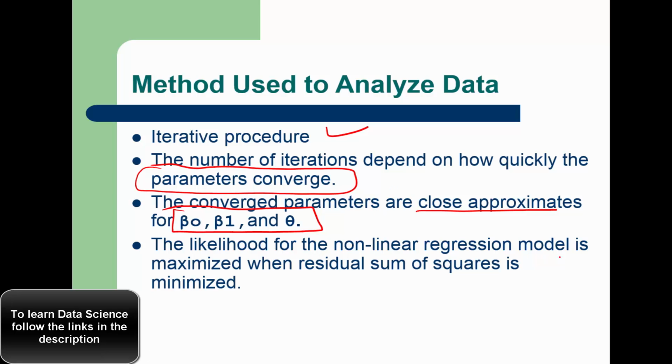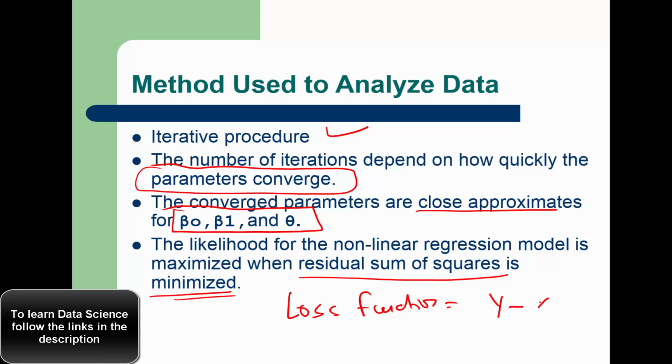The likelihood of the nonlinear regression is maximized when the residual sum of squares is minimized. So here also we define a loss function, which takes care of y minus the model, where x is your independent variable, and there is some beta and then an exponential term with t by theta. That's the loss function, and you can take the square of that, which gives you the residual sum of squares.